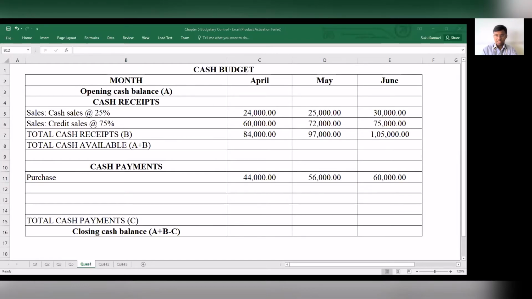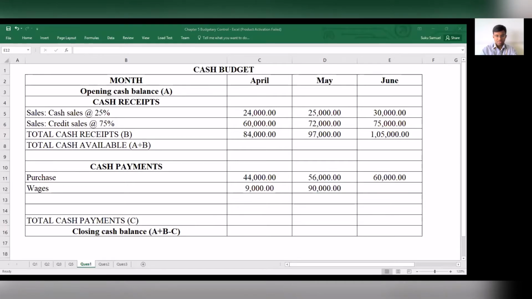Now we have to consider the other aspects. What are the other transactions? We have wages. When it comes to wages, what is the condition? The condition is that there is a delay of 1 month. So in the month of April, you would be settling the wages for the month of March. Month of March, your wages is 9,000. In the month of May, you would be settling the wages for April, which is 9,000.